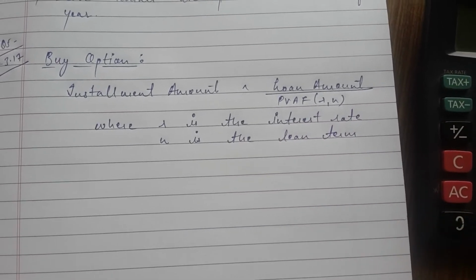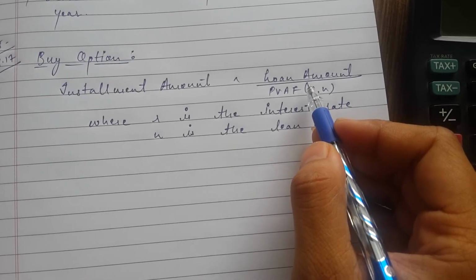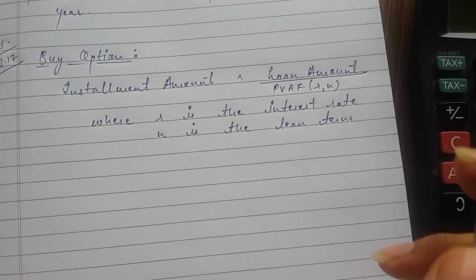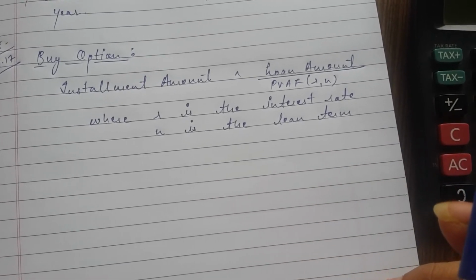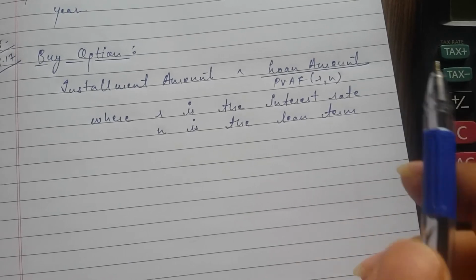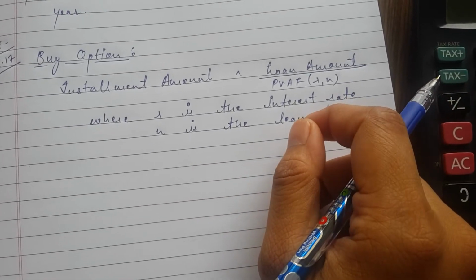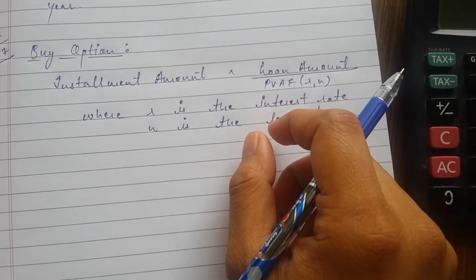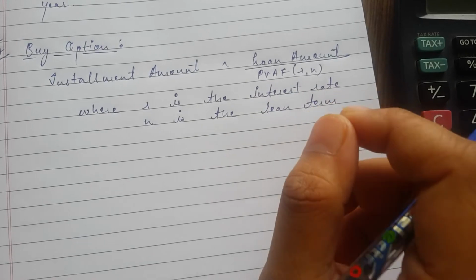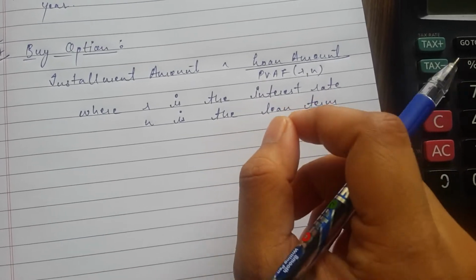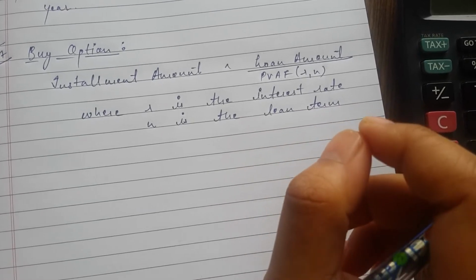The cases when the loan amount will not be equal to the purchase price of the asset is when you have purchased an asset through a financing option, but you have received a subsidy from the government. For example, the purchase price of the asset is rupees 10 lakhs and you have received a subsidy from the government amounting to rupees 50,000.